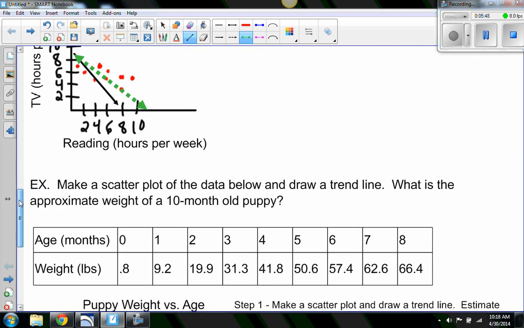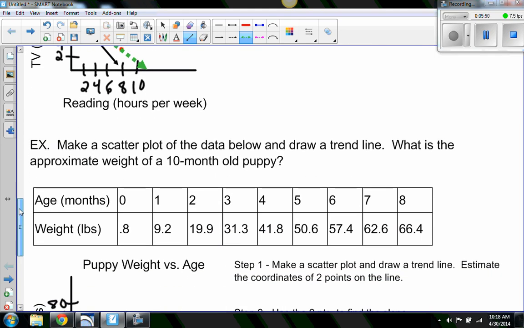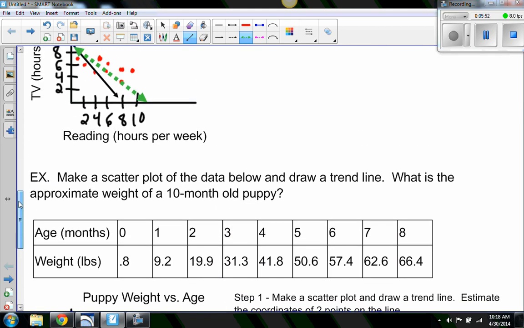Okay, then we have one more scatter plot to make. It says, make a scatter plot of the data below and draw a trend line. So it's the same thing we just got done doing, but we're going to add something to it now. Approximate weight of a 10-month-old puppy.